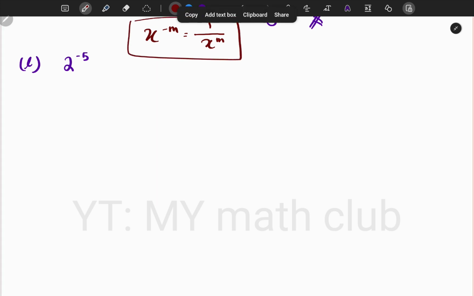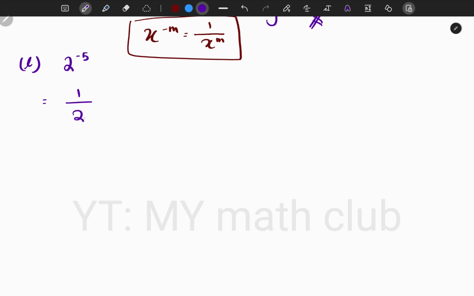Question L. 2 to the power of negative 5. This is another rule, which is that when you have a negative power, you can take the reciprocal and change the power to a positive one. If you have 2 to the power of negative 5, you reciprocate, you will get 1 over 2, and then the power becomes positive, so to the power of 5. If you simplify this, you get 1 over 32.